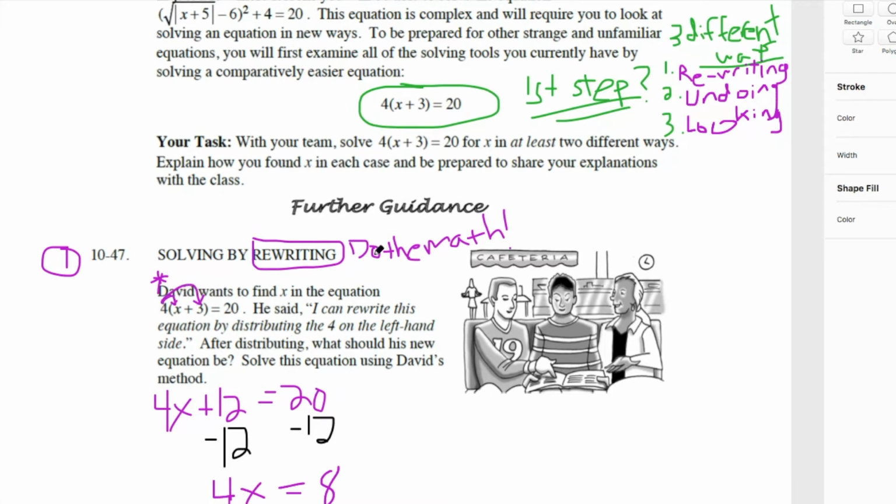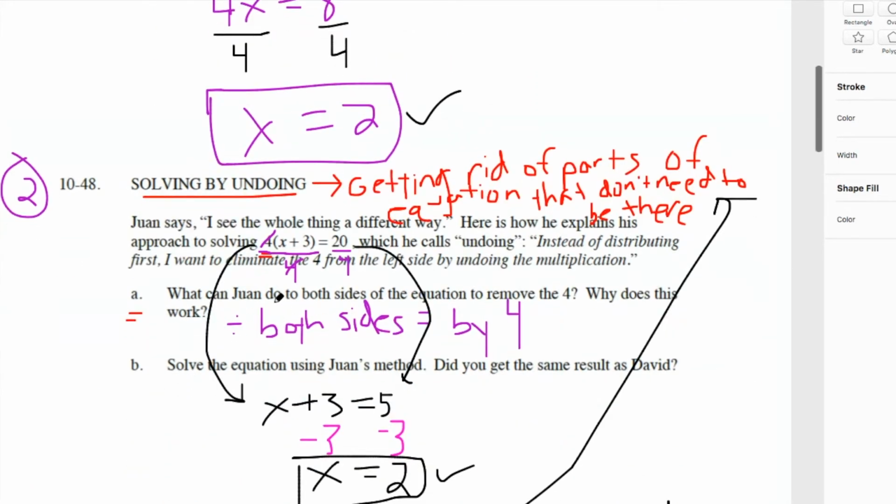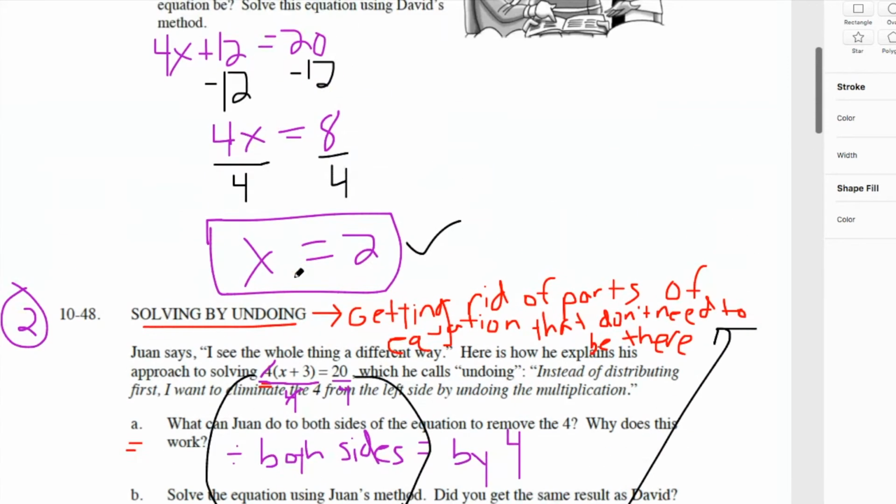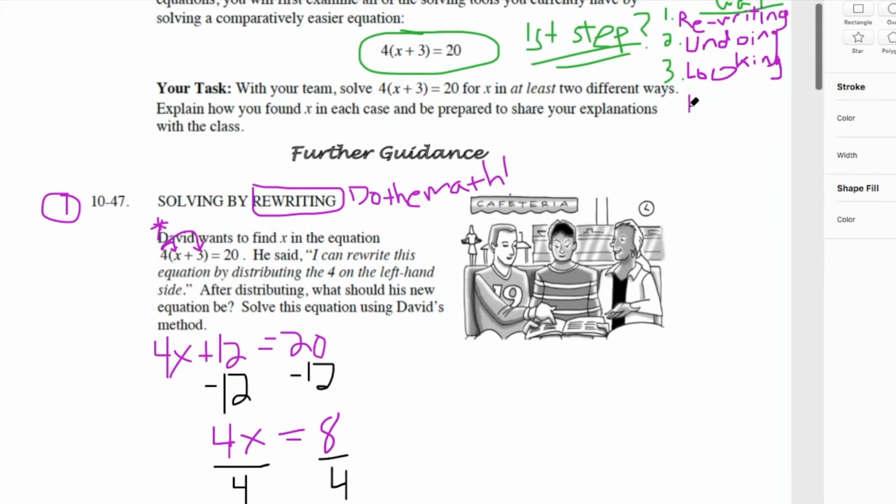So actually doing distribution, if you see it up here. Undoing means just getting rid of pieces right away. Immediately start the problem, not rewriting it, just getting rid of pieces of the equation. And then the third thing is going to be looking inside.